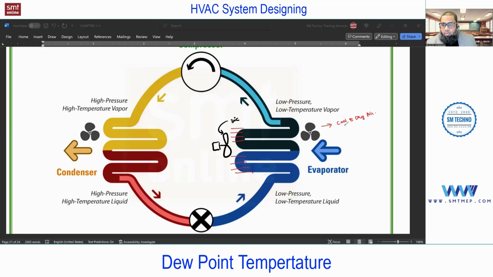This is important. Cool air you can understand because of the exchange of heat, the extraction of room air heat by the refrigerant. We already learned this process. And why dry air? Remember, the refrigerant temperature is so low that the temperature is less than the dew point temperature.